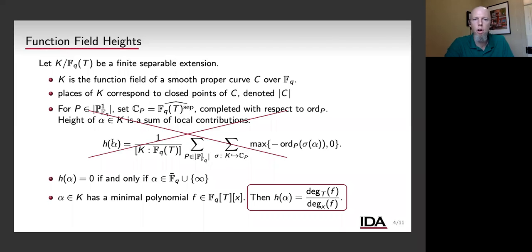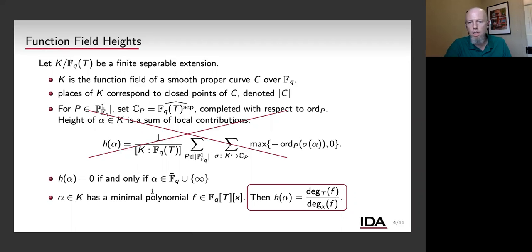But I wanted to say that if you know about heights of algebraic numbers, then they behave in very similar ways. But there's a nice sort of other way to think about them. It looks like this. So if you have an element of your function field K, well, that's an extension of F_q(T), so I can write down its minimal polynomial over F_q(T). So it's got rational function coefficients.